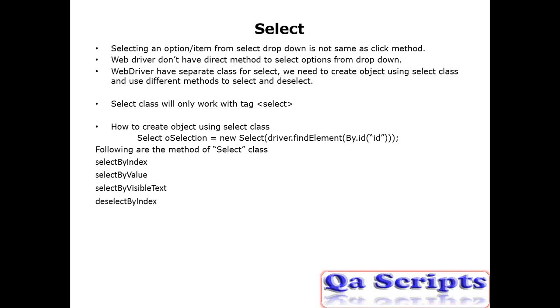There is another set of methods called deselectByIndex, deselectByValue, and deselectByVisibleText. These three methods will help us to deselect the selected options from dropdown. There is another method called deselectAll. If we use deselectAll, all the selected dropdown options will get unselected or deselected.